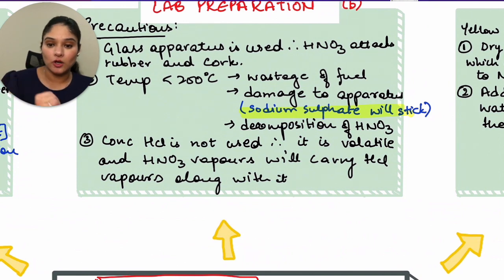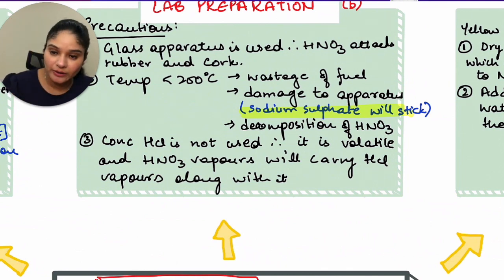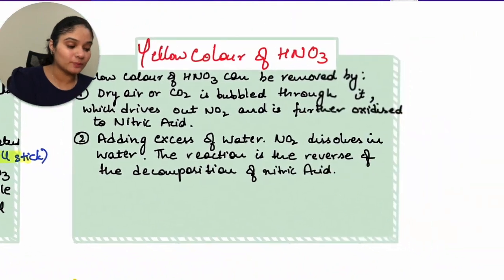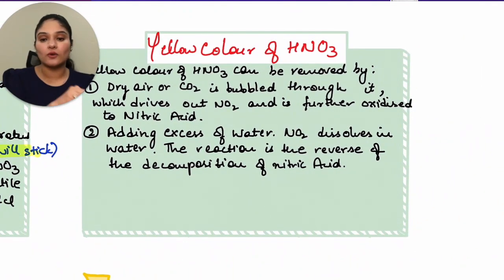Then the third precaution is that concentrated HCl is not used. Why is that? Because it's a volatile acid, and along with HNO3 vapors it will also carry HCl vapors. So for the preparation of nitric acid you need a non-volatile acid, and sulfuric acid is a non-volatile acid. Okay, let's move to the next portion, that is yellow color of HNO3.